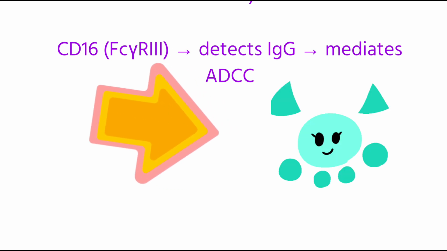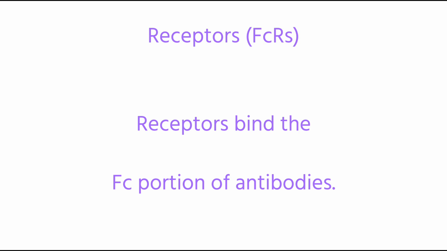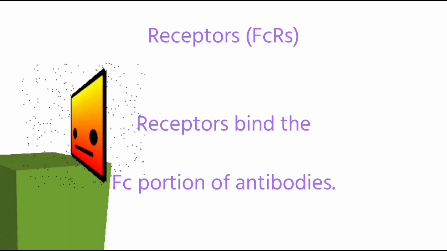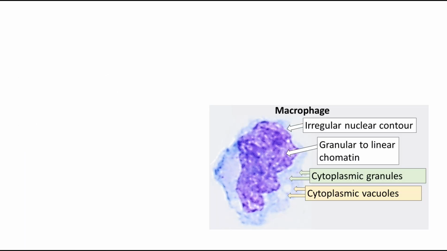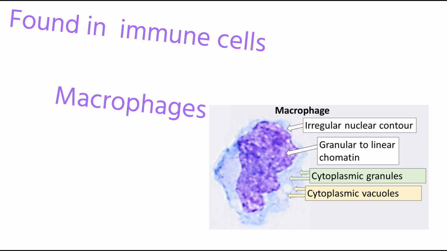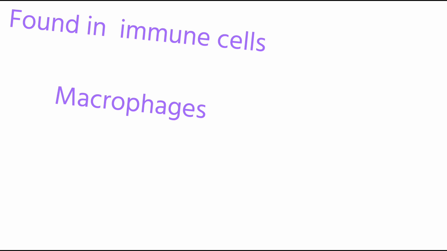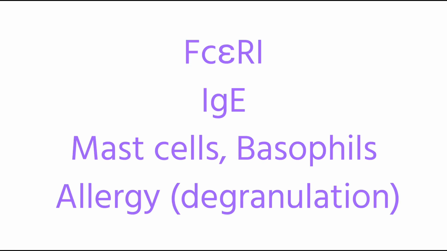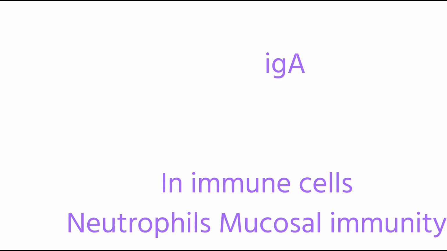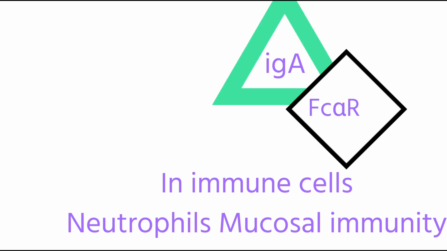Now Fc receptors. There are various types of Fc receptors, which bind the Fc portion of antibodies. Fc receptors are found on many immune cells, like macrophages, neutrophils, and NK cells. There is Fc gamma R, which binds IgG. Then Fc epsilon R, which binds IgE, important in allergy and in mast cells and basophils, and Fc alpha R, which binds IgA.